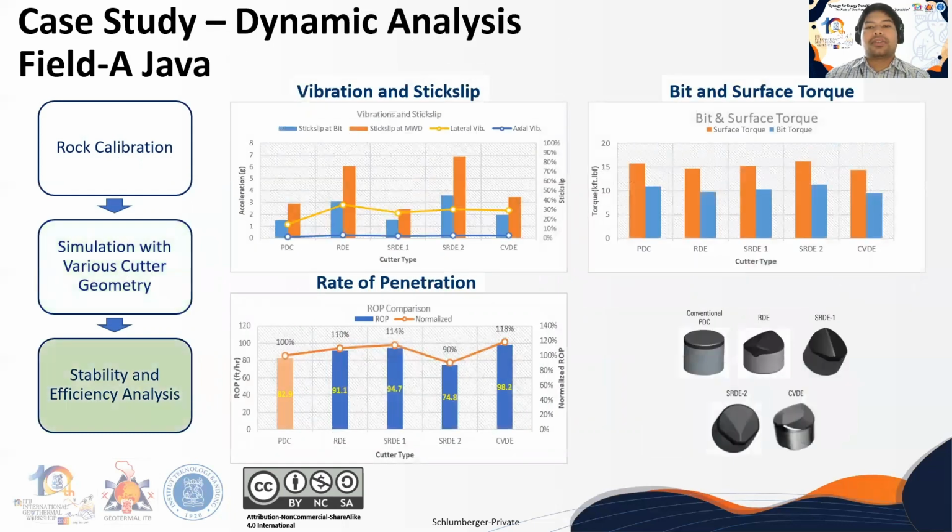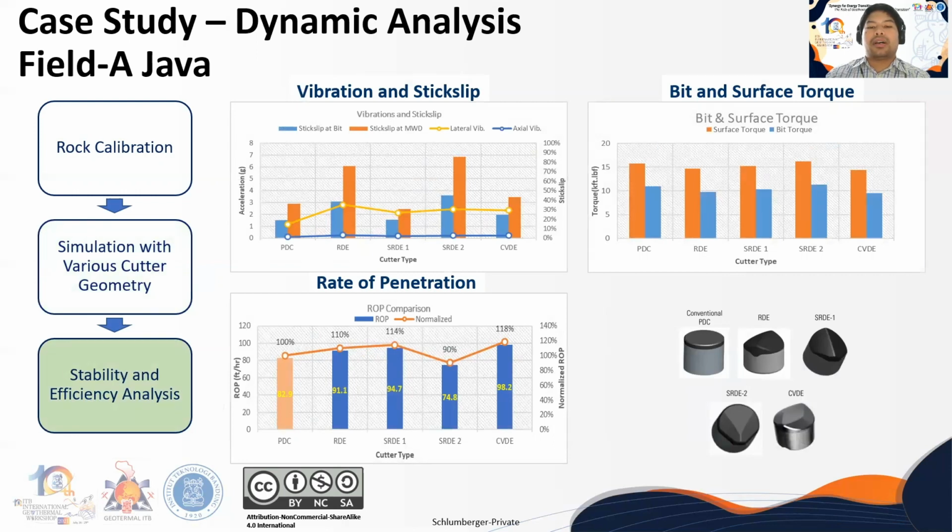The charts in this slide show the result of the simulation for all of the cutters. The top charts are vibration and stick slip, as well as bit and surface torque results, and they will be used for stability analysis. And the bottom chart is the rate of penetration for drilling efficiency analysis. The simulation shows that all the bits generate low axial vibration, whereas the lateral vibration is slightly higher, but still within the low level zone, below 3G.